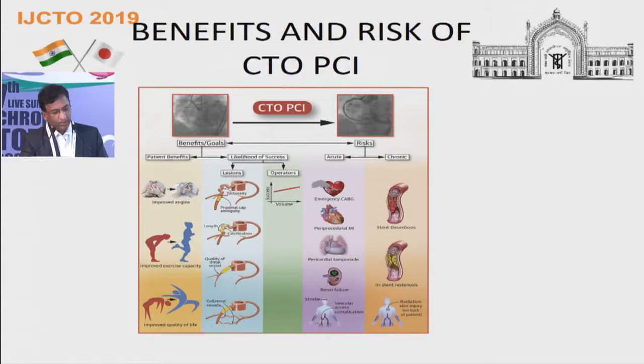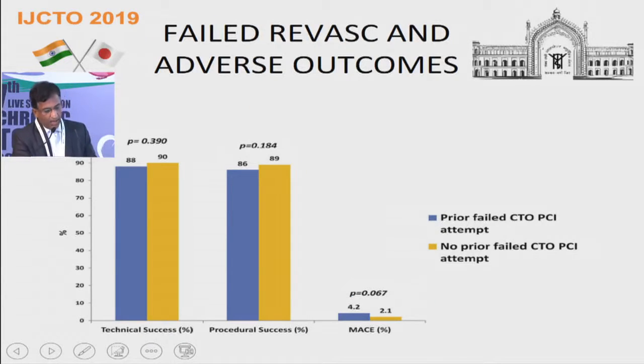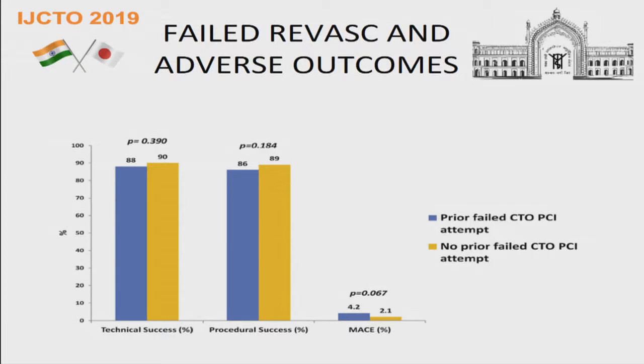But it's also important to know that if you have a good knowledge of the coronary anatomy beyond the occlusion, it also helps in planning a procedure and achieving a good degree of success. Now, as you know, if you're doing a procedure a second time, the chances of adverse events, MACE, are considerably higher than if you're doing a procedure for the first time.